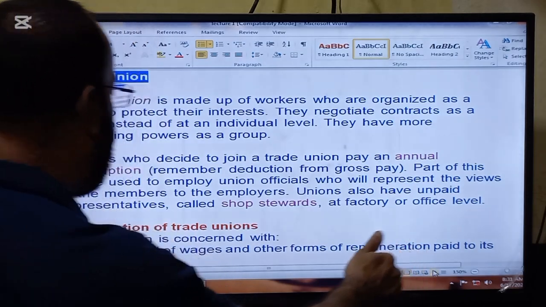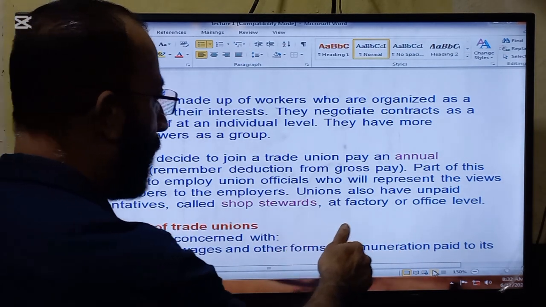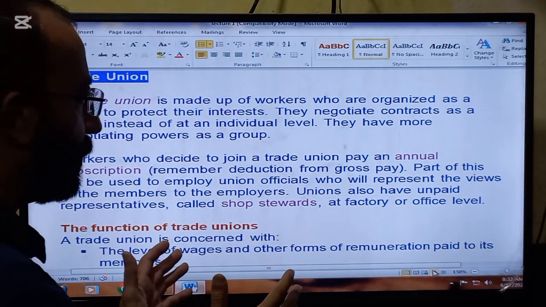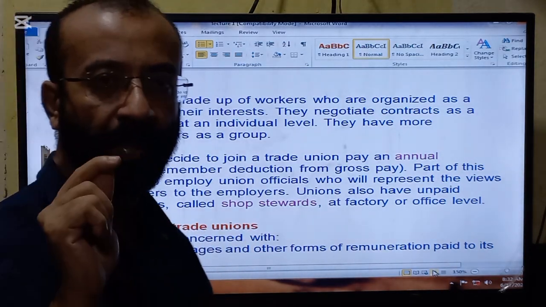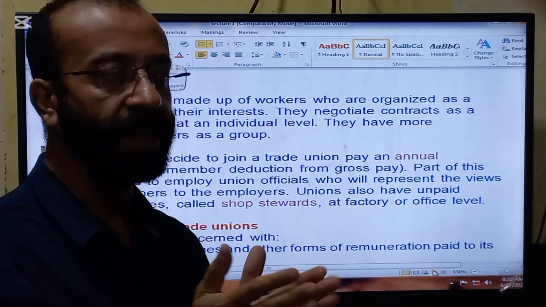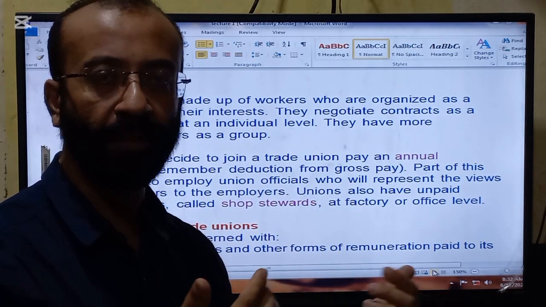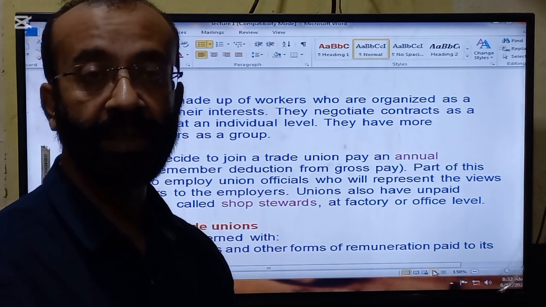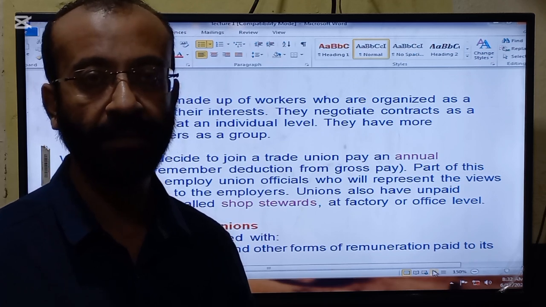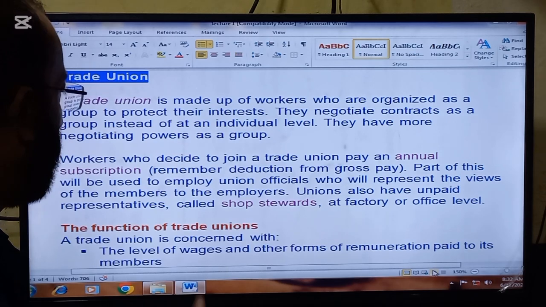Unions also have unpaid representatives called shop stewards at factory or office level. So, as a trade union, there are some paid staff and their pay is paid from receiving the subscription from the members. And at the same time, there are some unpaid staff at the office level who are called shop stewards.